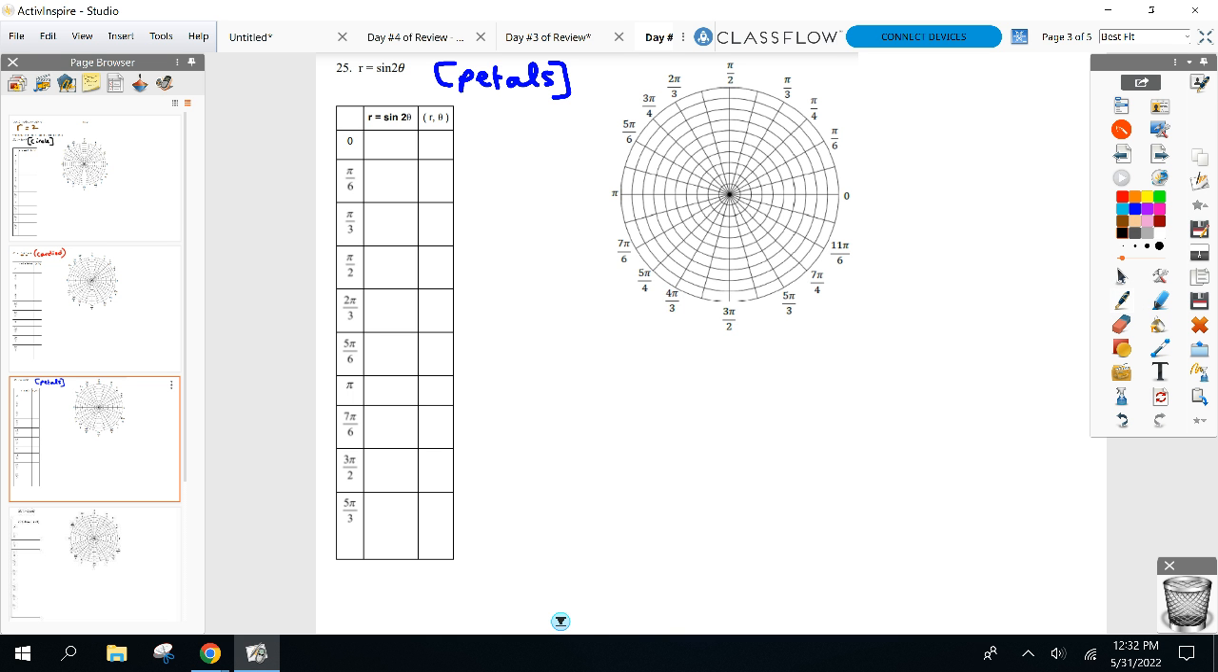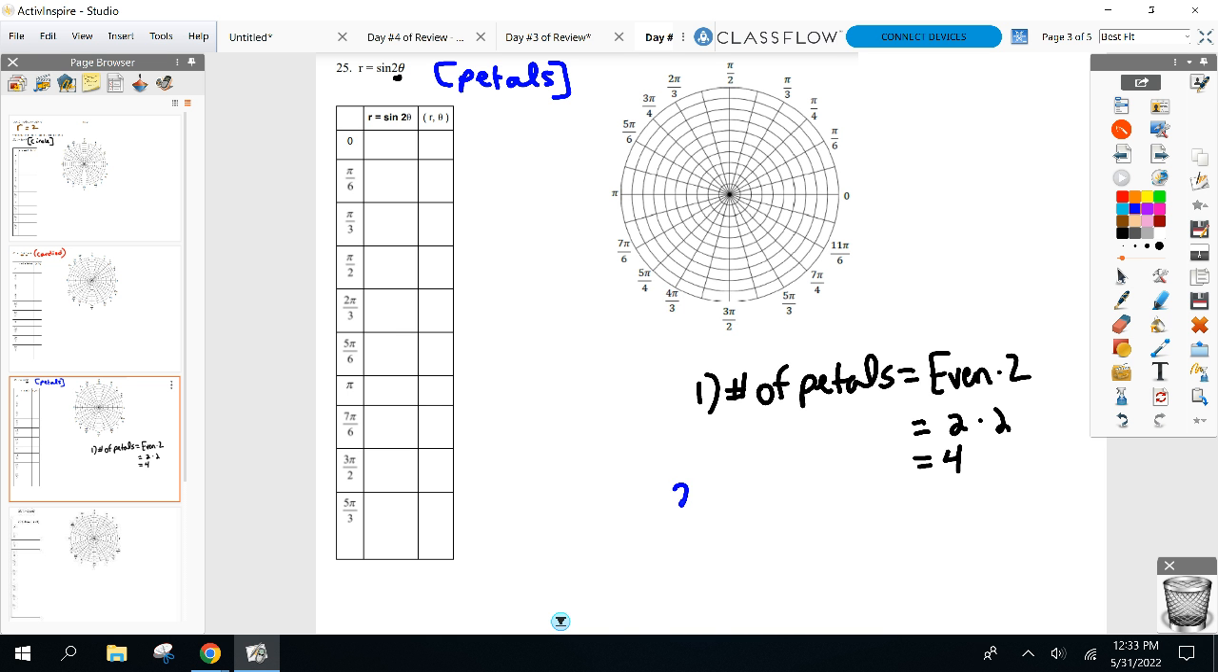Here's what I need to see for work. Number of petals. How many petals are going to be on this graph other than from Desmos? So how do I figure out the number of petals? I look at the number in between sine or cosine and theta, which is a 2. Is that even or odd? Even. If it's even, multiply by 2. If it's odd, leave it. That's the number of petals you're going to have. So in this case, you're going to have 4 petals.